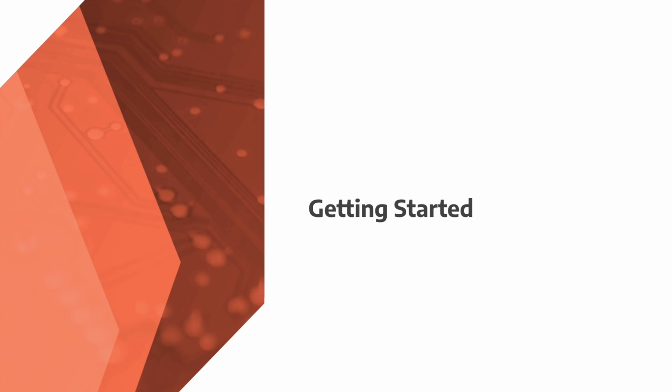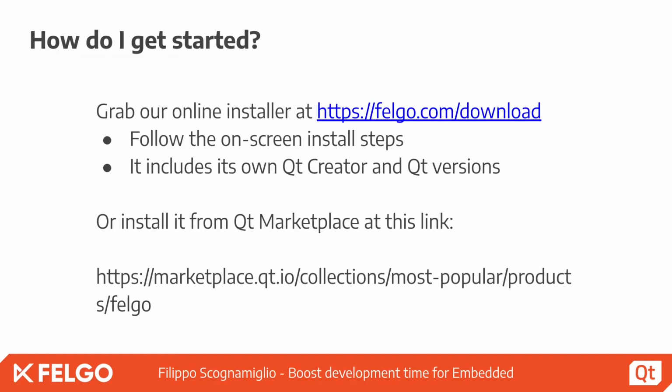Getting started with Felgo is quite easy. Just go to our website, felgo.com/download, and grab the online installer. Install the pre-required packages for your operating system and follow the on-screen steps. In the end, it will come with its own separate version of Qt Creator and Qt, so it won't pollute your system and you can keep it installed alongside your standard Qt version if you want to do so. If you prefer to install Felgo on top of an existing Qt installation, just go to the Qt Marketplace at the link below and follow the steps to install it from there.